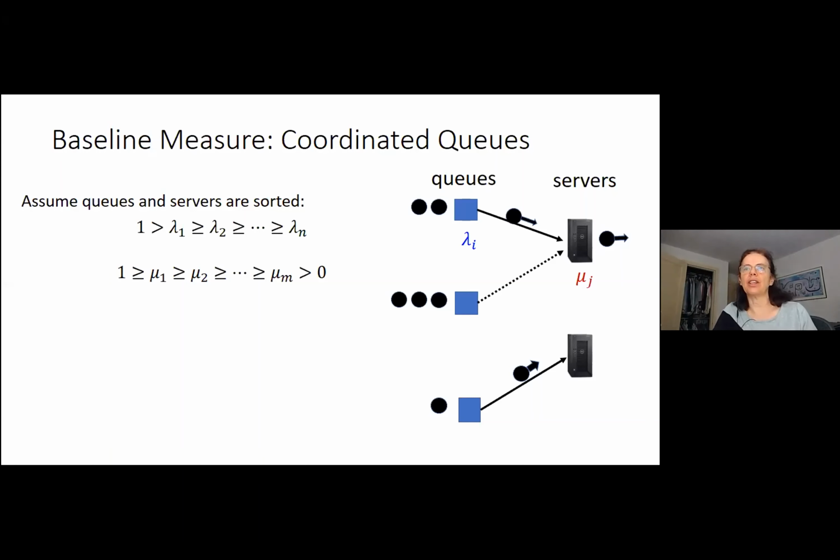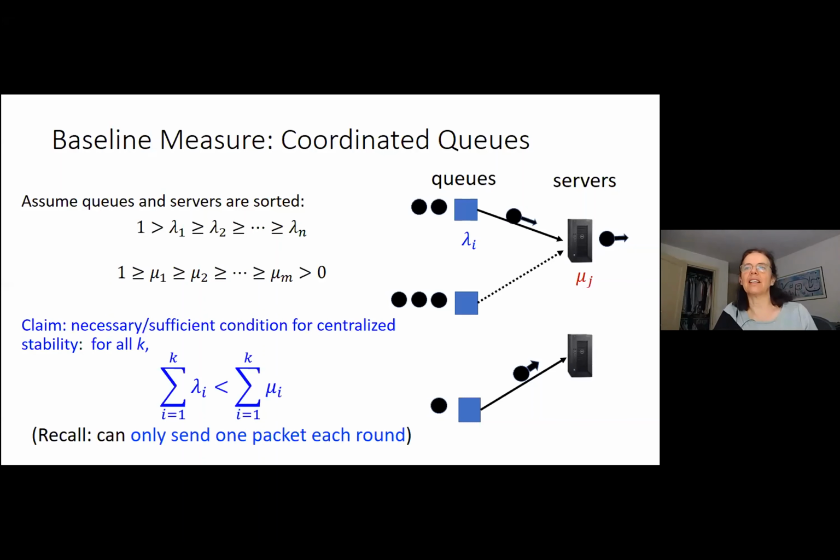To improve my notation, let me assume, just for notational simplicity, that both the arrival rates at the queues and the abilities of the servers are sorted, with the lower indexed one having higher arrival and higher ability to serve. Under this assumption, maybe you won't find it surprising that this is a very simple, sharp condition, analogous to the condition we had in a single server, single queue. What we need is that for every k, so for example, k equals 1, the top k queues combined should not have more packets than the top k servers. So the top 1 queue cannot get packets faster than the best server. The top 2 queues should not get packets faster than the top 2 servers.